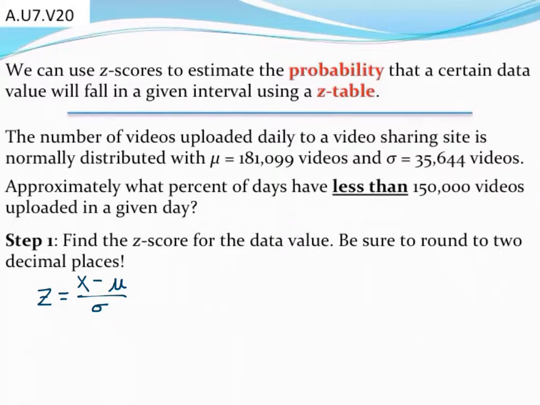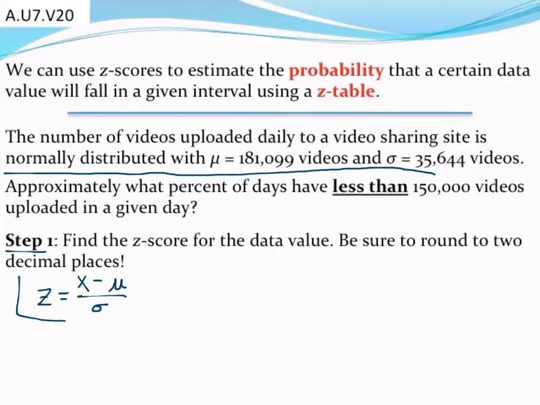We can use z-scores to estimate probabilities that certain events will happen. So let's take a look at this example down here involving some videos that are being uploaded onto some kind of video sharing website, and we're given some data with that. To estimate probabilities, it's a two-step process. The first step is to calculate your z-score for your given scenario.